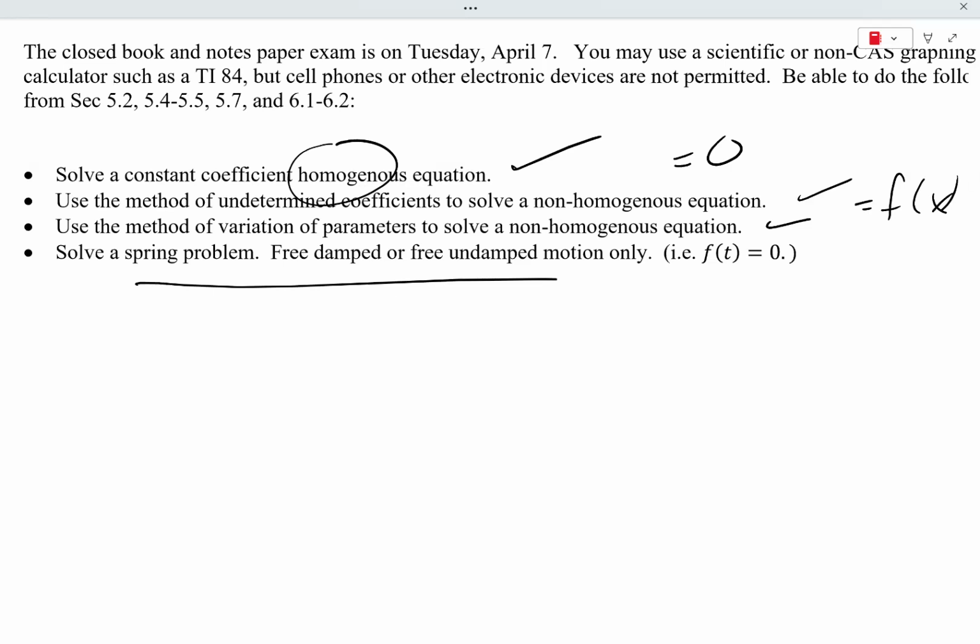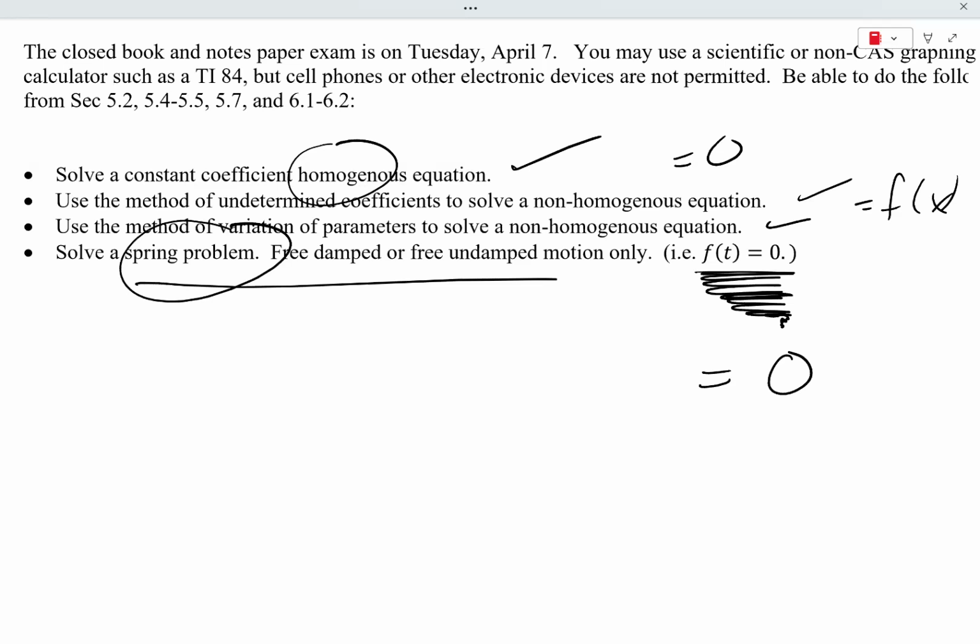And for the spring problem, it'll be f of t equals 0 on the right side. So it won't be anything forced. It'll be either the damped or undamped but free. We did one where we had some function over there and you had to do undetermined coefficients or something, but it'll be f of t equals 0. So it'll be equal to 0 on the right side for the spring problem. So it makes it a little bit quicker.